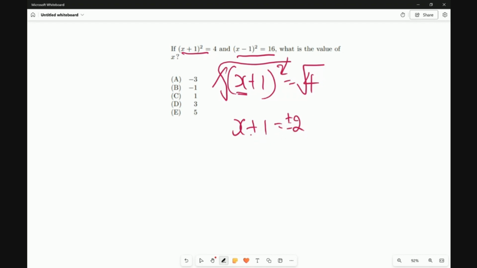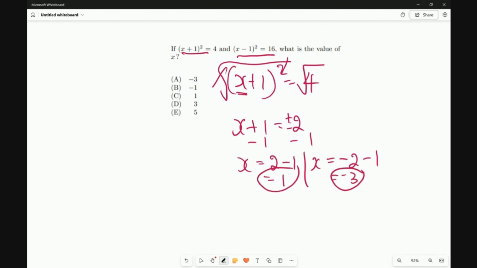We have two possible solutions, so we can subtract 1 from both sides. This means x is going to be equal to positive 2 minus 1, or x is going to be equal to negative 2 minus 1. So x is either 1 or negative 3. These are our two possible solutions, and both of them are a possibility. We cannot just select one of these, because it has to be a solution for both equations. So let's look at the second one.